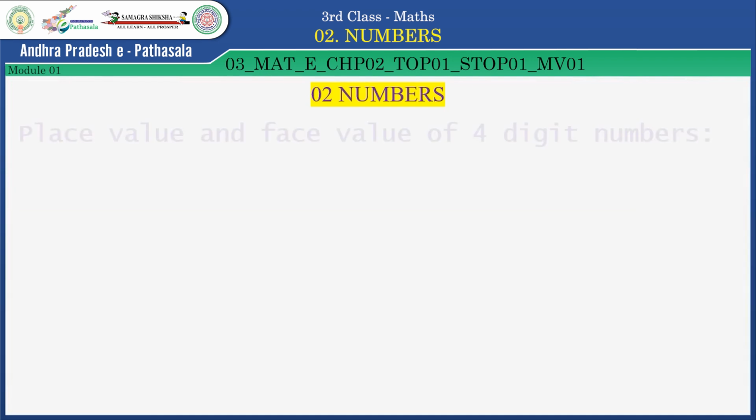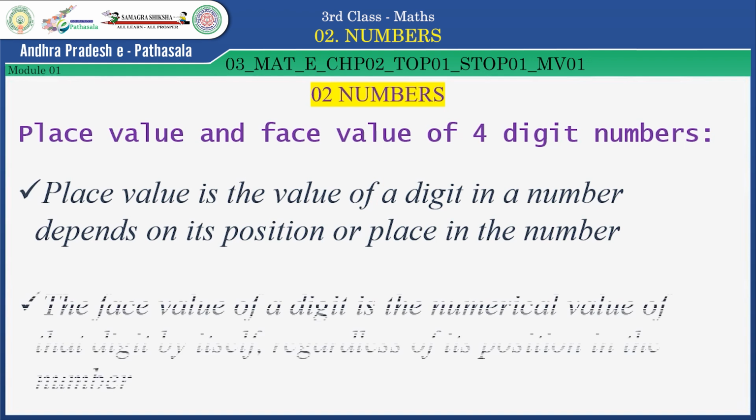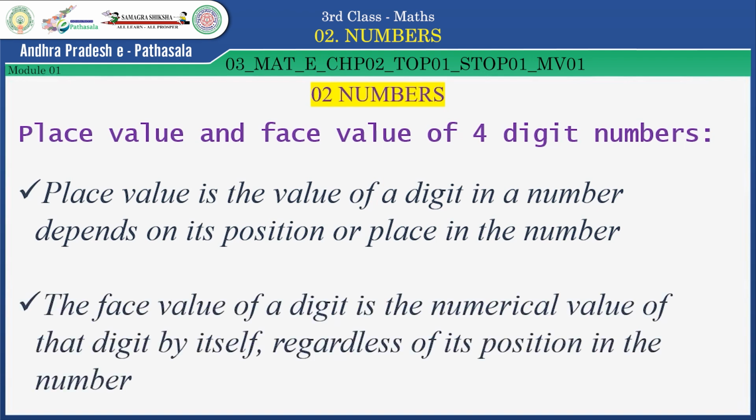Students, place value is understanding that the value of a digit in a number depends on its position or place in the number. The face value of a digit is the numerical value of the digit by itself, regardless of its position in the number. Now, let us understand place and face values with some examples.